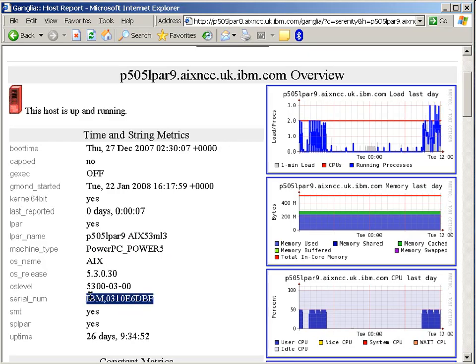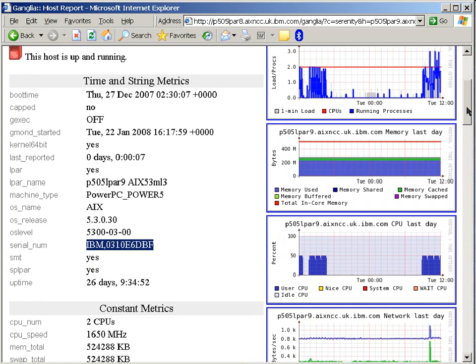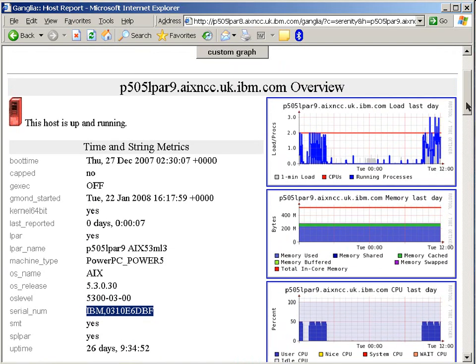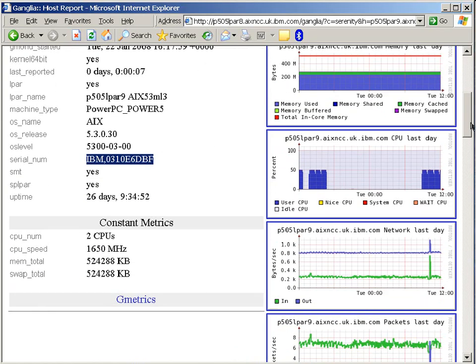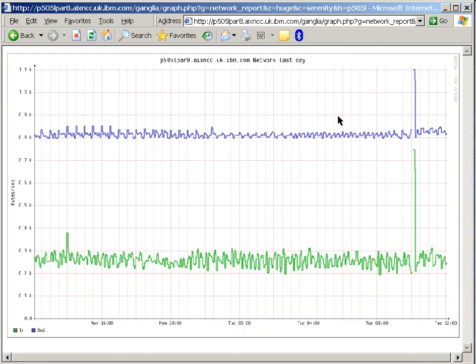This is actually the serial number of the machine, so if we needed to report problems, we've got that information already here. Down here we have that it knows about 2 CPUs. This is the virtual processor count, and they're running at 1.65 gigahertz, and this guy's got half a gigabyte of real memory and half a gigabyte of paging space. And we can see here the details of what's actually going on in this particular logical partition now. So we have the CPU details and the network details, blue area around this graph, so again we can click in here to find out some more details.